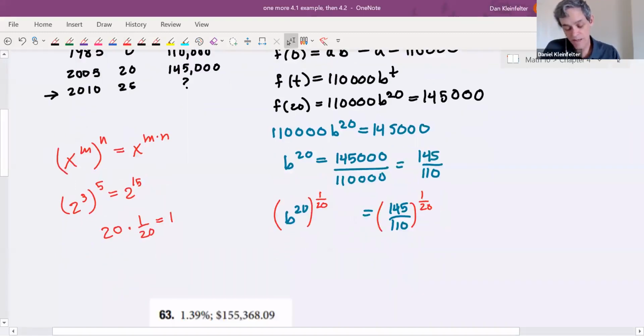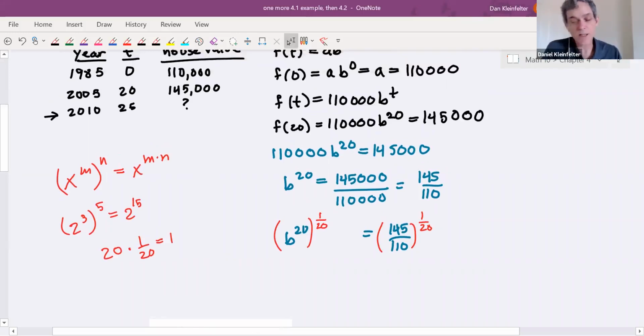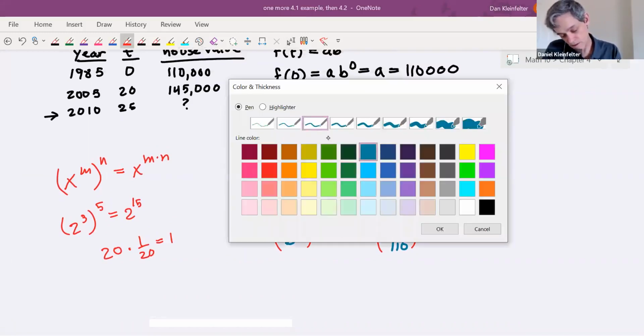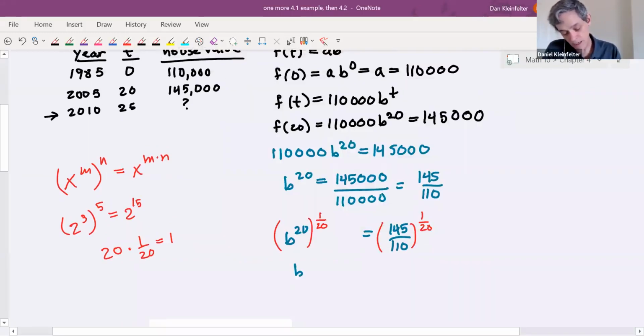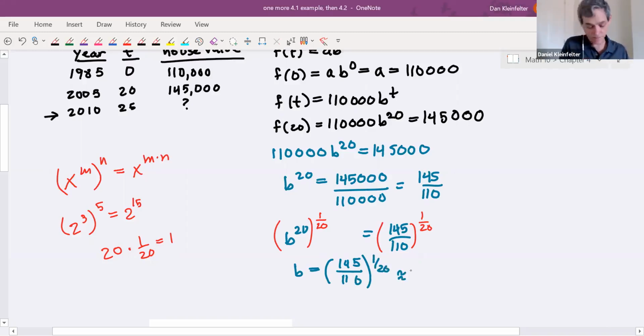So we'll have 145 over 110 raised to the 1/20th power. And so we'll have just plain b on the left side. And then the right side is 145 over 110 raised to the 1/20th power. And then let me get a number for you out of the calculator.